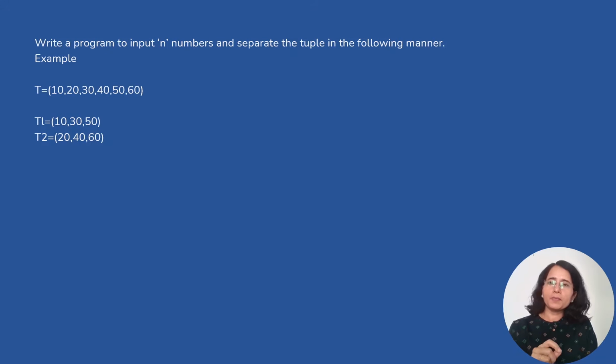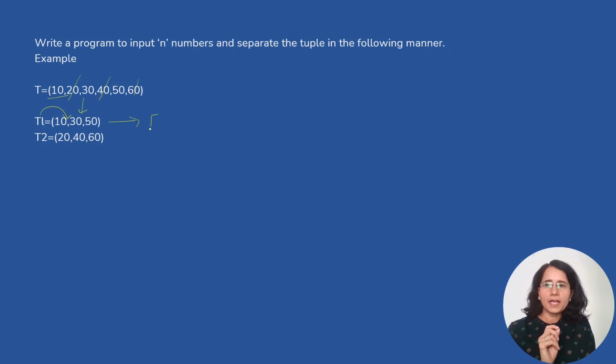Let's write one simple program. Here we have to enter n numbers and store them in a tuple, and we have to separate this tuple into two tuples. The tuple T1 should contain these elements and the tuple T2 should contain the elements in the following manner. We can do this with slicing. So look at the elements of T1, how we will get these elements. We are starting with the first element and skipping the next element. We will get this tuple.